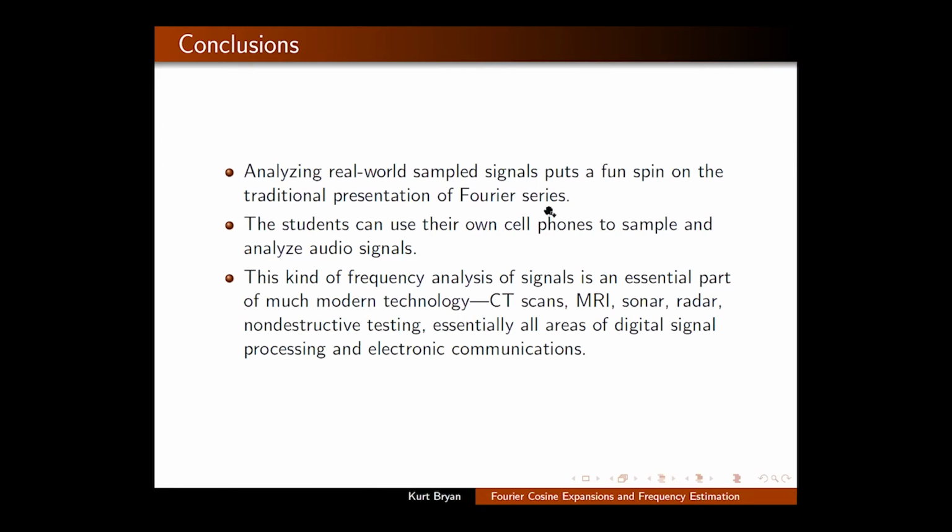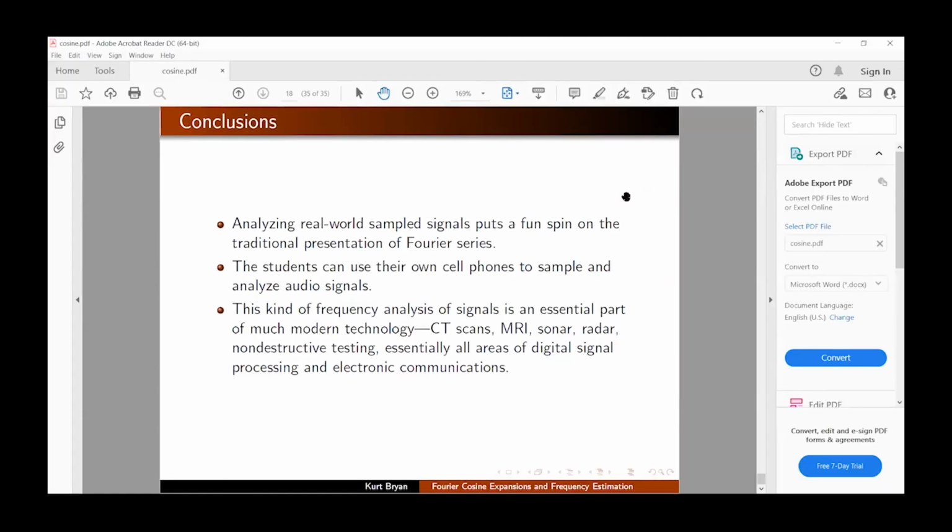Kurt: How do the students get the phone signal onto the computer? Oh, they just email it to themselves. Just email it to yourself. Oh, and then it's in a format that MATLAB or Mathematica or any of those other platforms can read.